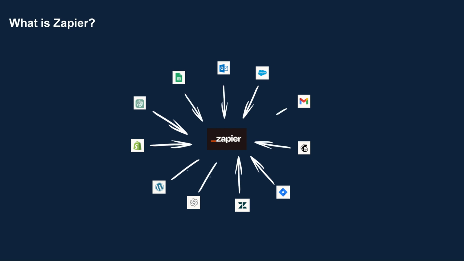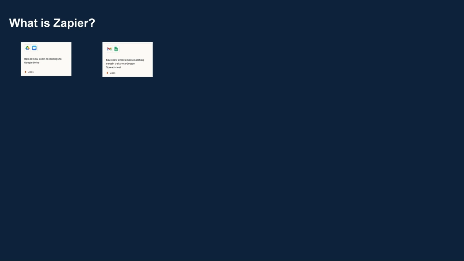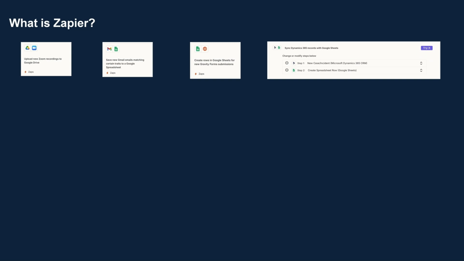Some examples of automations using Zapier are uploading of a new Zoom recording to Google Drive so that your participants can access the recording, a new feature request email that can be added to a spreadsheet. You may want to manage an ad form submission to a spreadsheet for management. You may even want to synchronize Dynamics 365 records to a Google Sheet.